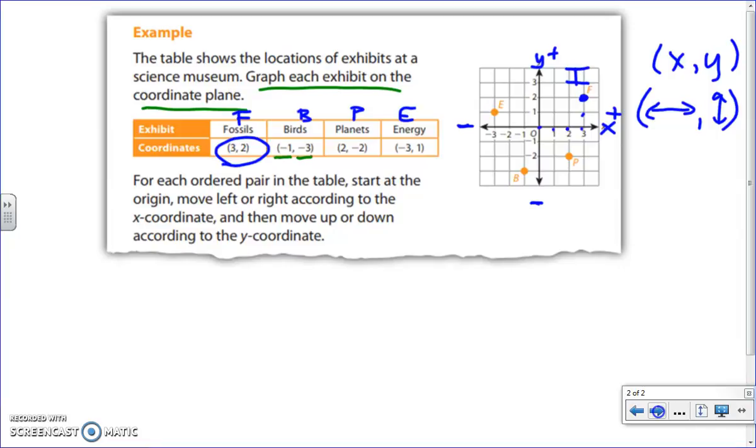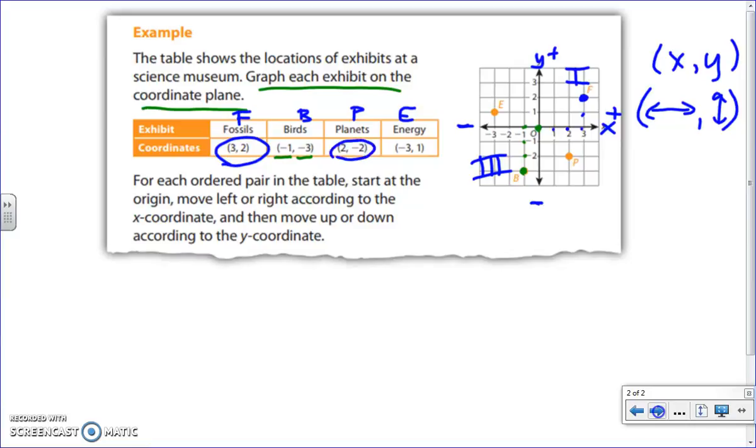Before I graph birds, I know that this tells me I'm going to go to left 1 and down 3, so I should be in quadrant 3 when I'm done plotting this point. So I'm going to start in the middle, and I'm not counting this as 1. Like, I'm going to start right here. I'm counting this is where I'm starting, and then I move 1 from that place. And I'm moving a distance of 1 in the negative direction, and I'm moving 3 in the negative direction, which would be down. So there's B. And you can see that we did end up in quadrant 3.